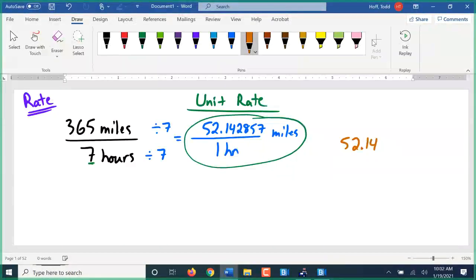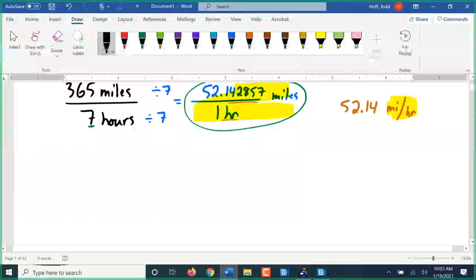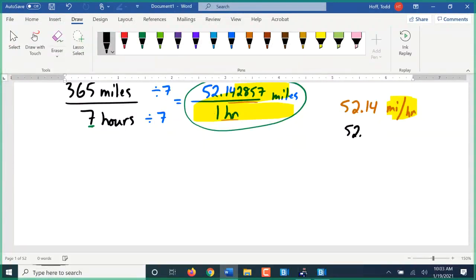And rather than writing it in a fraction form like this, we'd probably abbreviate it as miles per hour. The fraction is hidden in the units. It's still there, but we don't write it out in the full form anymore. In fact, often we'll get rid of that appearance completely, and we might write it as 52.14 mph instead of miles/hours.